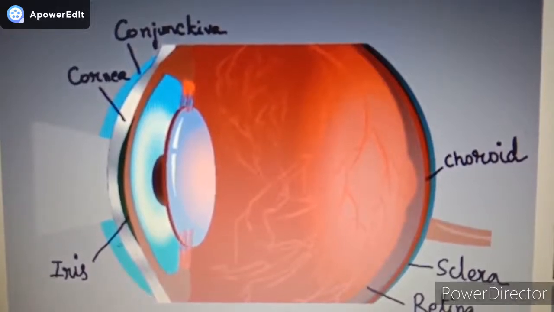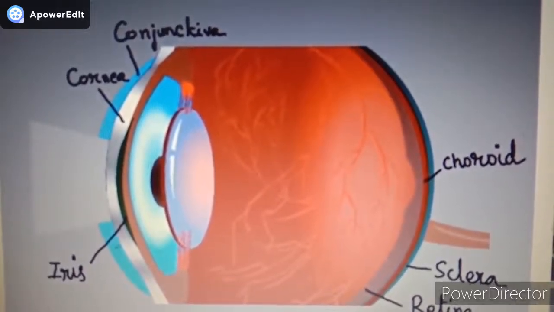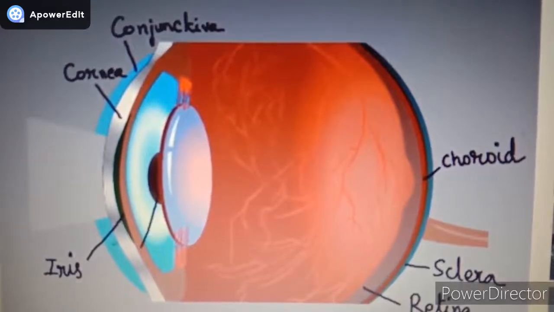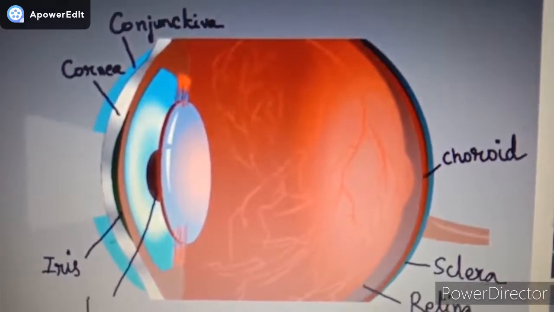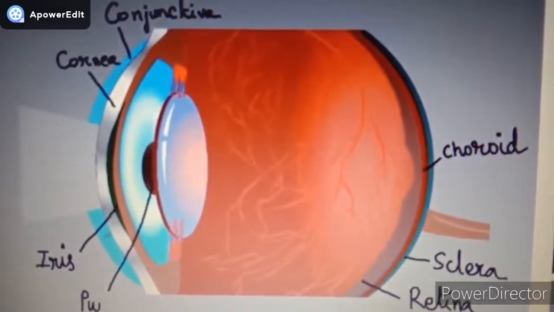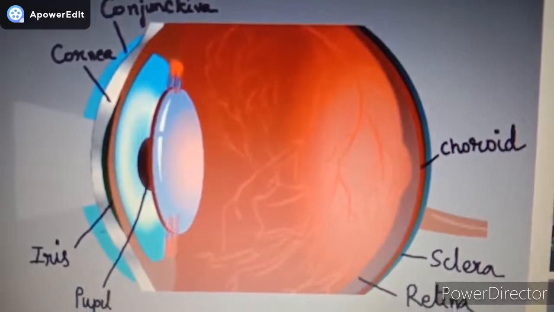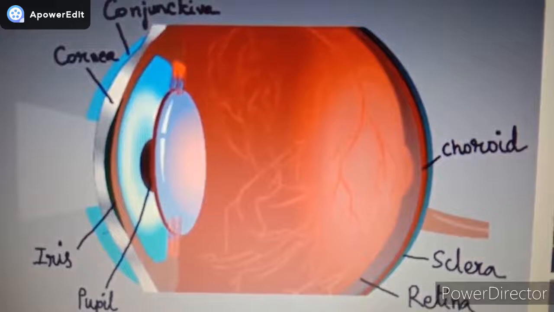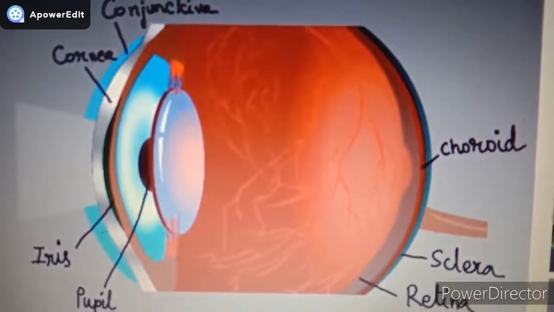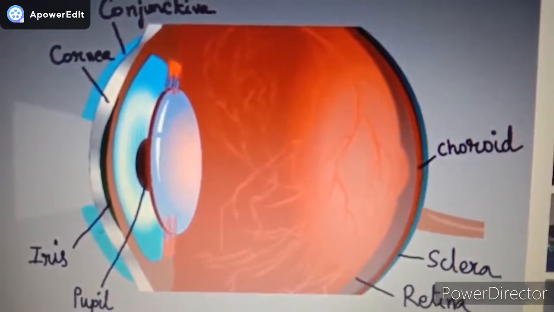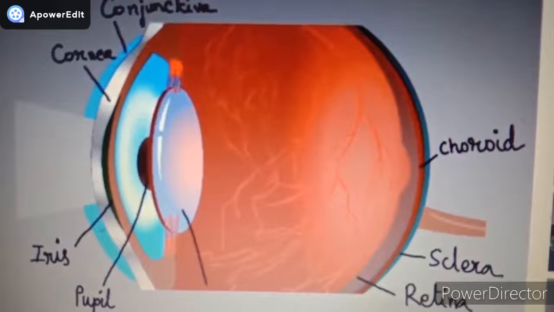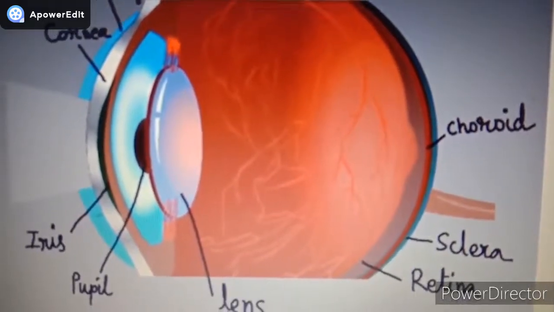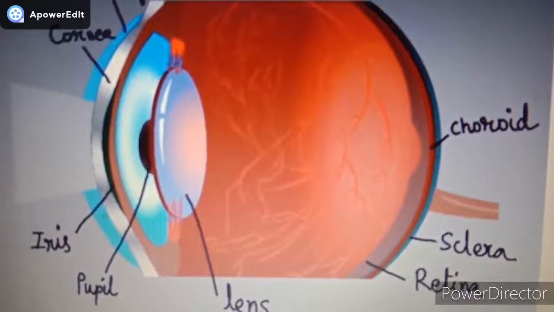The circular opening in the middle is known as the pupil. So this is the pupil, that middle portion. I think all parts are very clear to you. This is the lens which focuses the image just like a lens of a camera. So the lens of the eye, you can see in the diagram.